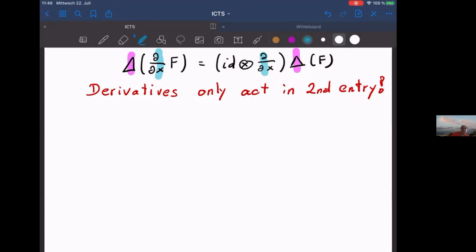That is what is written in red. That is what you should remember. Derivatives always only act in the second entry of the coaction. You can be slightly more general. You can actually say last, because I could now have an iteration into 2 slots, 3 slots, and so on. It will always act in the last entry.